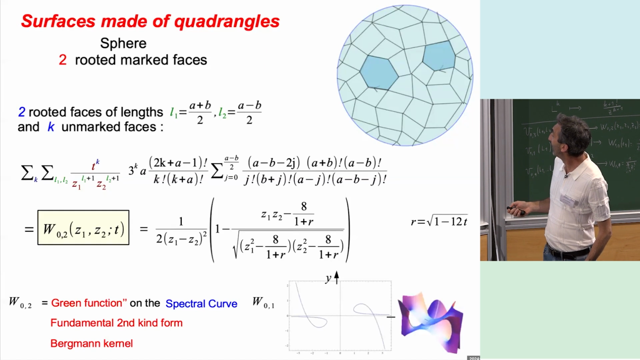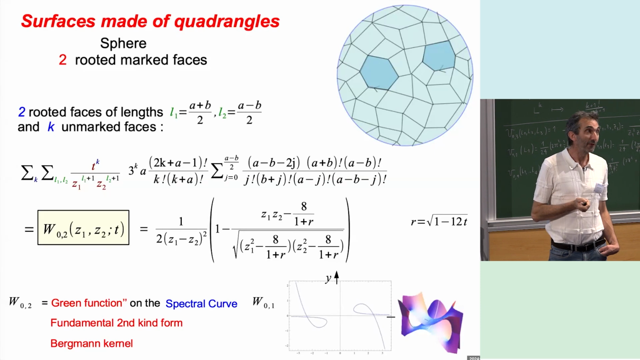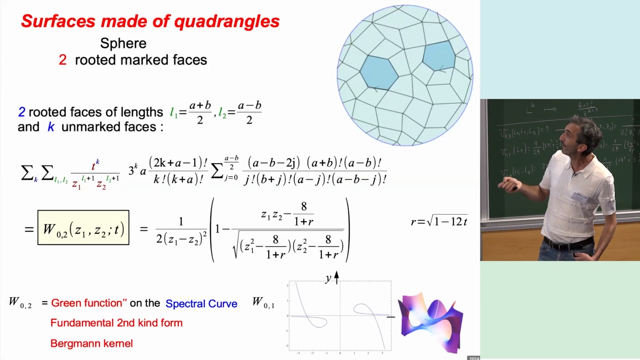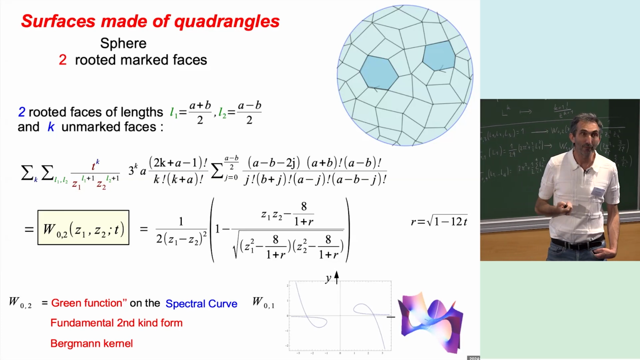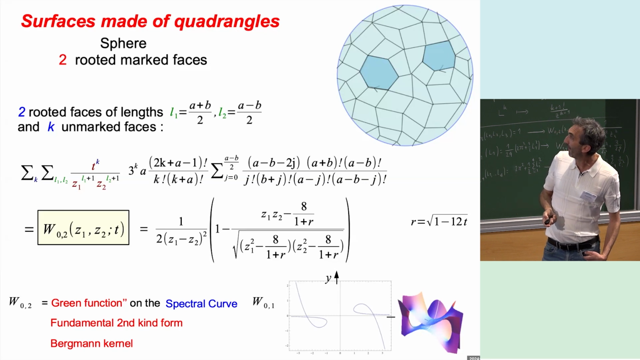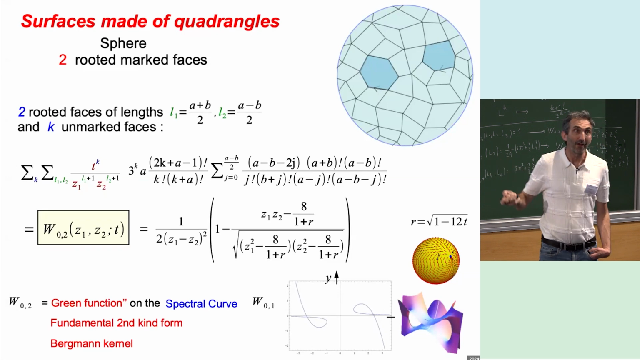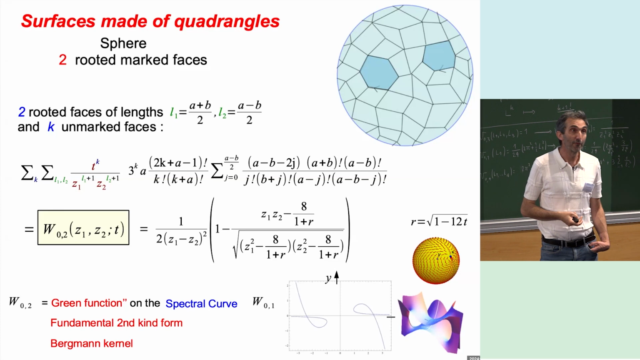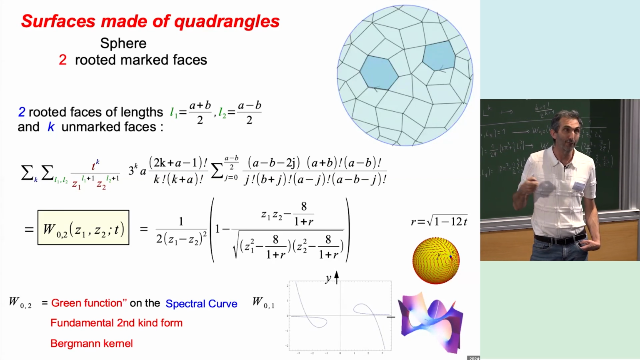So let me recall. We have already computed W01, which is a Riemann surface. And what I want to tell you is that W02 is some geometric property of that surface. It can be seen from the geometry of the surface. There is a nice analogy which is electrostatic. Imagine that this surface is in C cross C. It inherits the metric of R4.